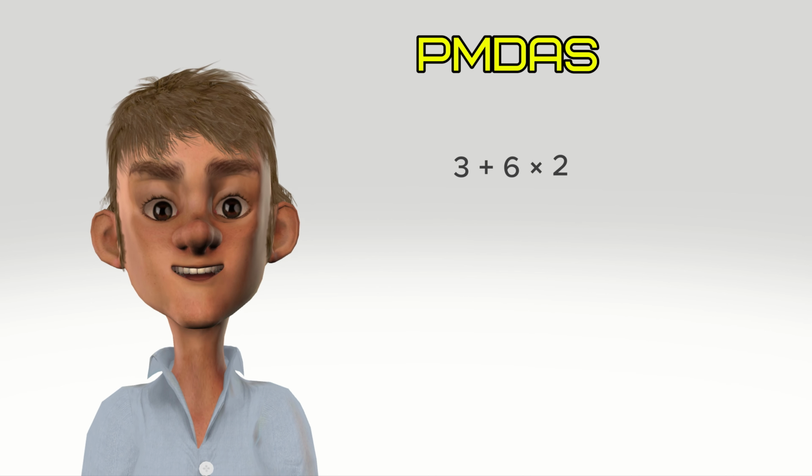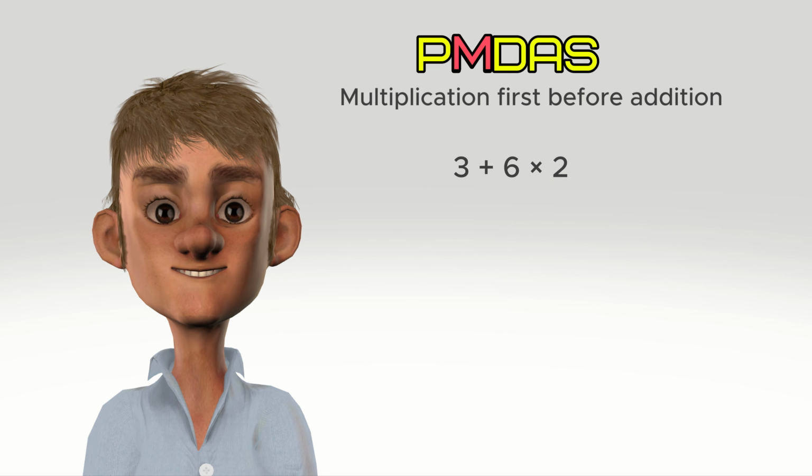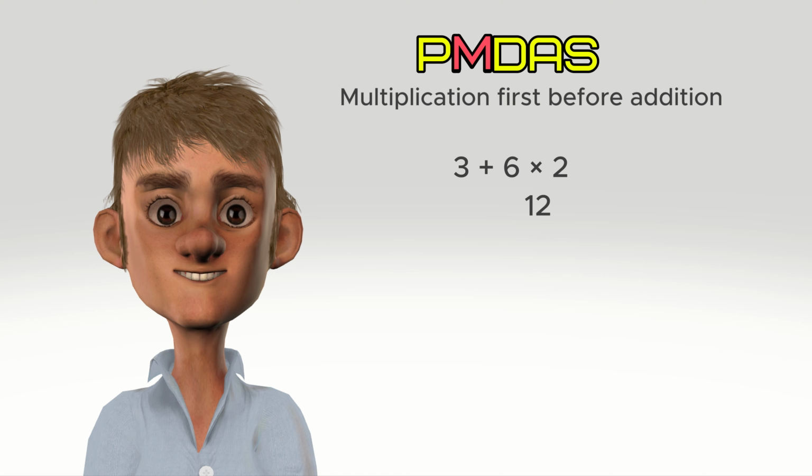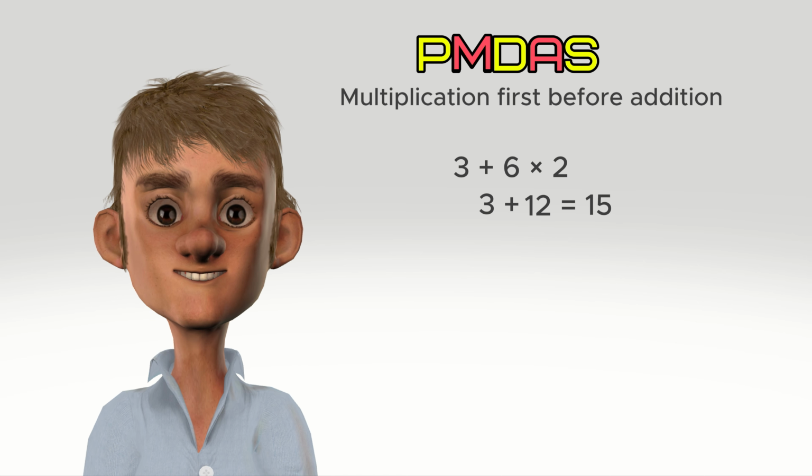Example, solve 3 plus 6 times 2. Multiplication comes before addition. 6 times 2 equals 12. Then add. 3 plus 12 equals 15. Final answer, 15.